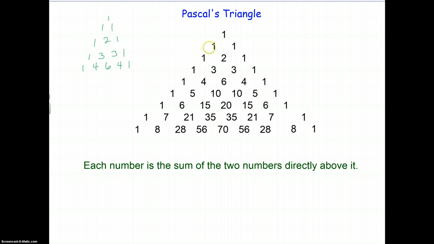And you're just adding. So if I pick any number in the triangle, 15 is the sum of the two numbers directly above it, 5 and 10. 70 is the sum of 35 and 35. So you can build this triangle as large as you want or as large as you need.